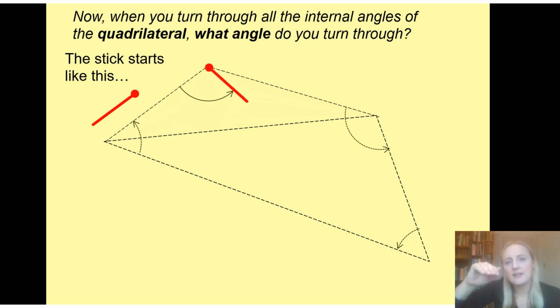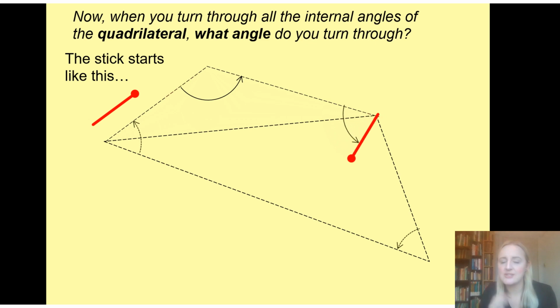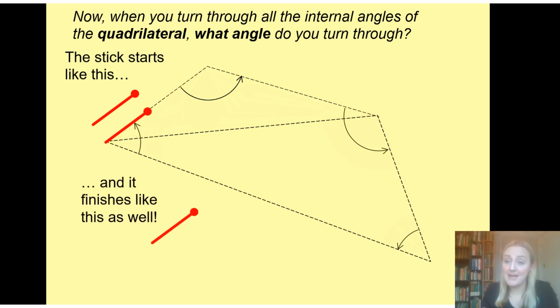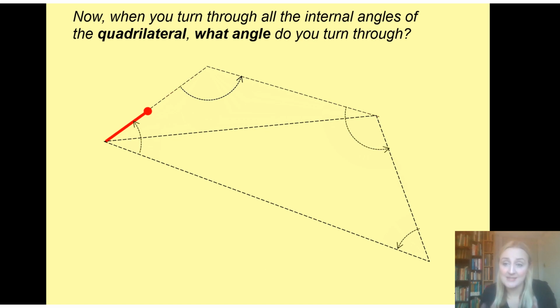Then she shows the route around, taking a matchstick, the route around going through the angles of turn. So the interior angles in a quadrilateral, and she's moving through those angles, turning as she goes. And we notice that the matchstick ends facing the same way that we started with.